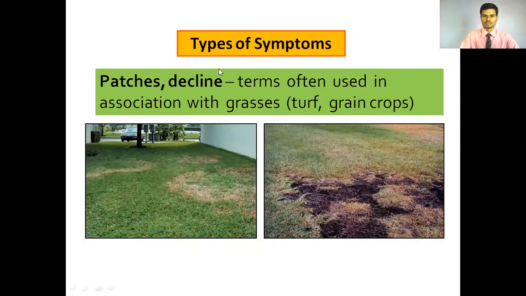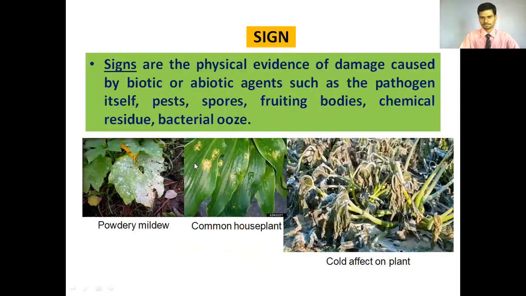The next type of symptom is patches or decline. It is associated with grass. This term is often used in association with grasses.